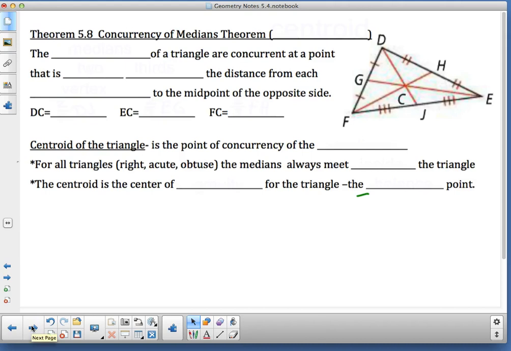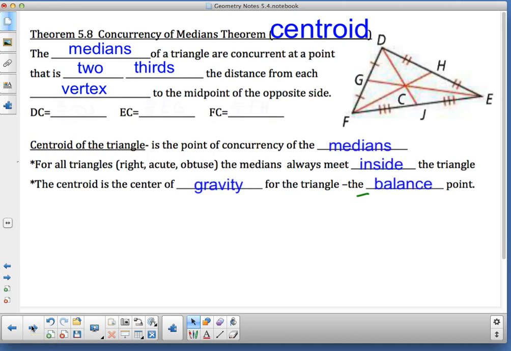So, staying with medians. Medians make the centroid. And the centroid, okay, is the center of balance for the triangle, or gravity, as we go through. I'll give you some time to get this done before we start talking about the next thing here.